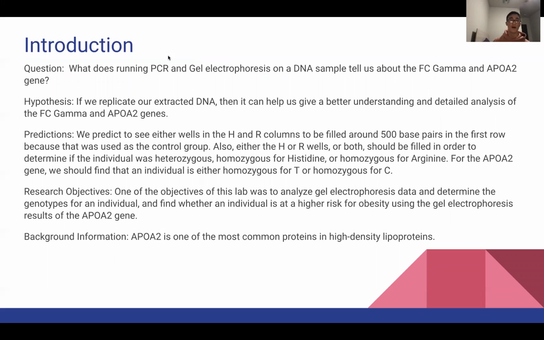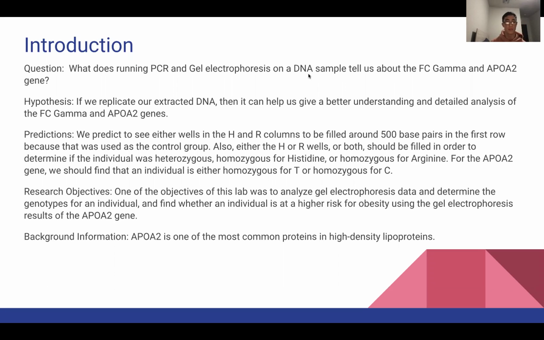So for intro, the starting question that we had was, what does running PCR and gel electrophoresis on a DNA sample tell us about the Fc gamma and the APOA2 gene? And so our hypothesis was, if we replicate our extracted DNA from our saliva, then it will help us get a better understanding and detailed analysis of the Fc gamma and the APOA2 genes.